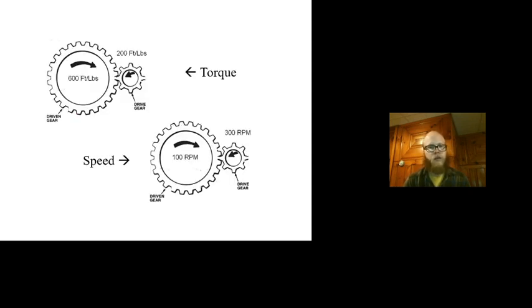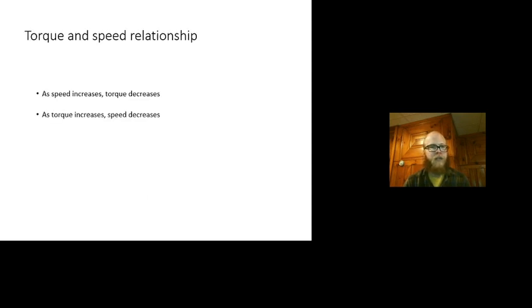So there's my torque setup, and there's my speed setup. Both of these are still underdrive, right? They sure are. As speed increases, torque decreases, right? So as we get into higher gears, we're going faster down the road. Makes it harder to get up that hill. As torque increases, speed decreases.